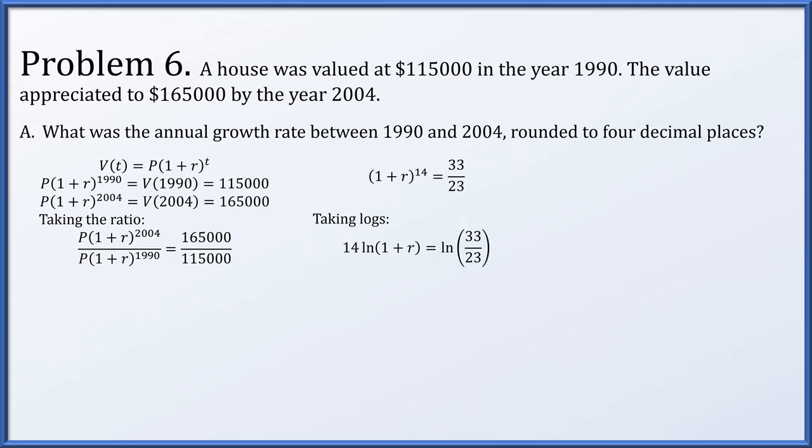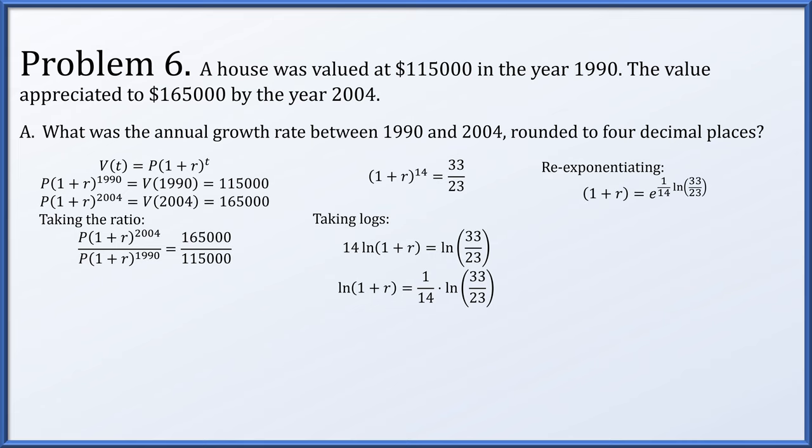14 times the logarithm of 1 plus r is equal to the log of 33 over 23. We can now divide both sides by 14. But now our r is buried inside a logarithm, so how are we going to get it? We're going to re-exponentiate both sides. So I'm going to take e to the left is equal to e to the right.